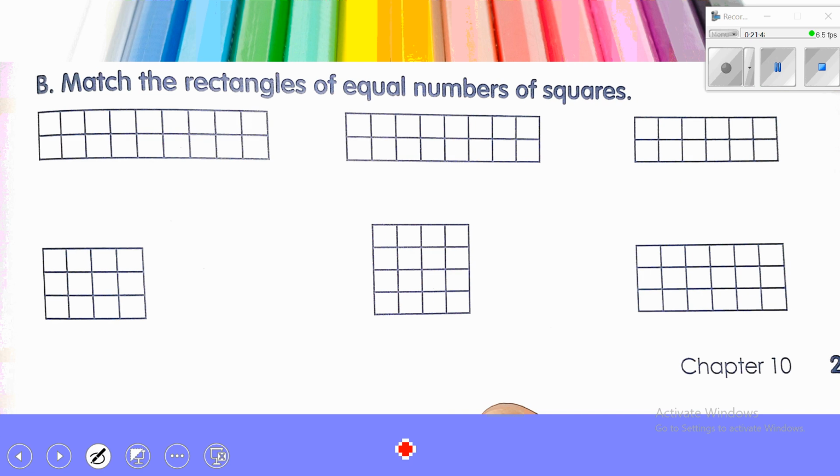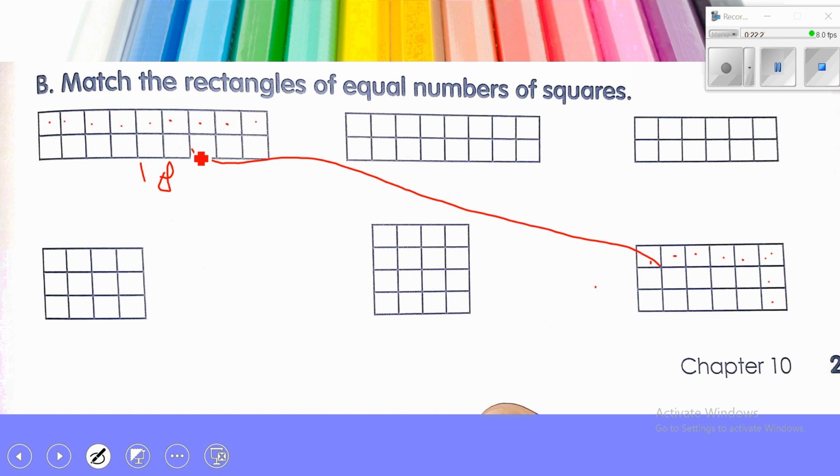Here is also match the rectangles of equal numbers of squares. For example, let's see, here is 1, 2, 3, 4, 5, 6, 7, 8, 9. Double of 9, I have 18. Which rectangle has 18 squares? I can see maybe it's this. Let's check. 1, 2, 3, 4, 5, 6 up. 1, 2, 3, and 3 rows. Yeah, 6 times 3. Perfect, it's 18. So these have the same number of squares.